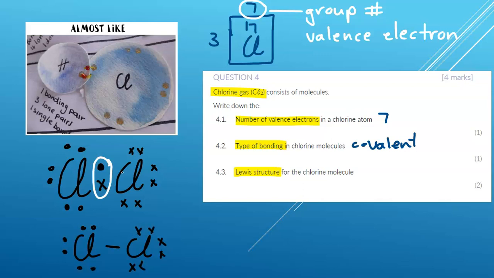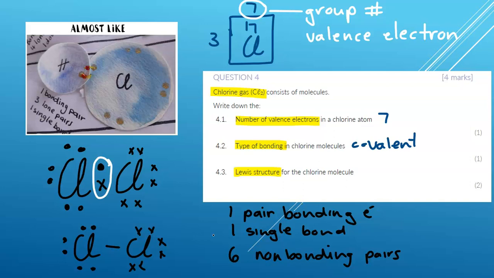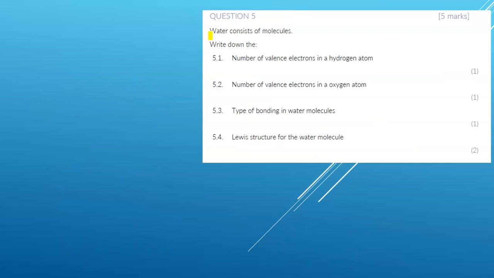I can't remember if chlorine was on our little poster, but if you want to make some notes here, this chlorine gas molecule has one pair of bonding electrons, and that means she has one single bond. And all these other electrons that I drew in the Couper structure are your non-bonding pairs, and I have 6 of those. So one pair of bonding electrons is the same as one single bond, and then we have 6 non-bonding pairs.